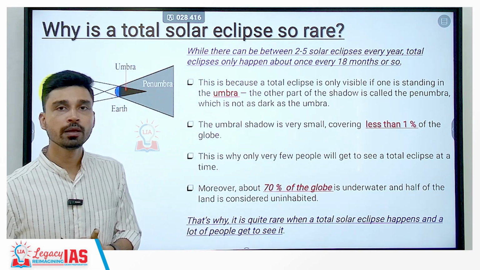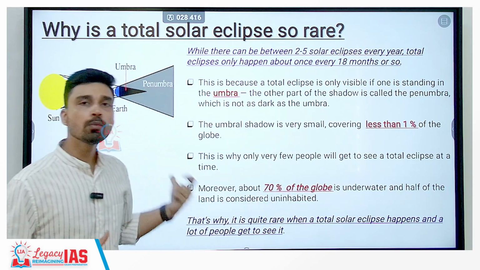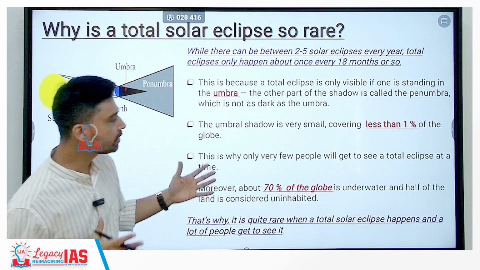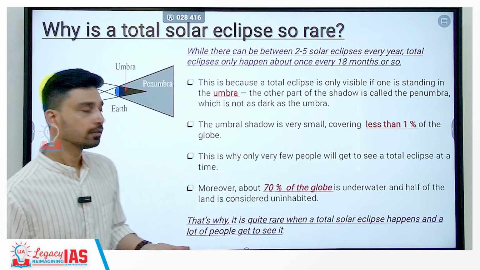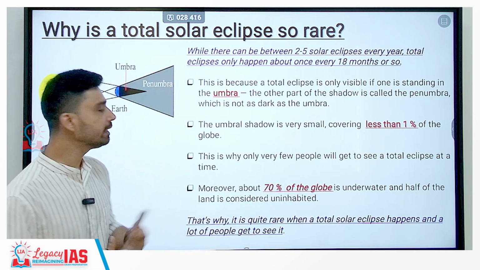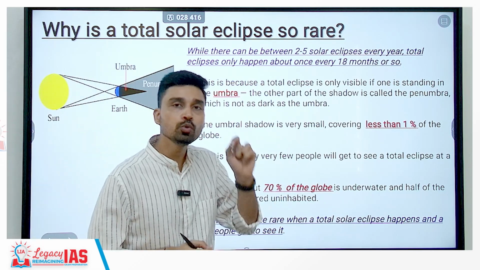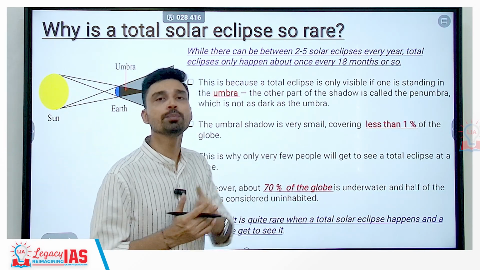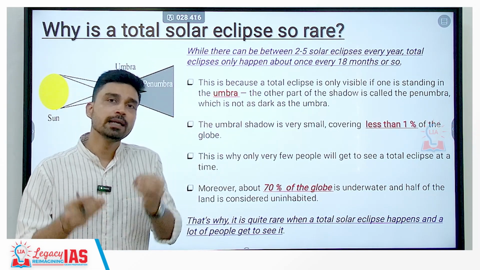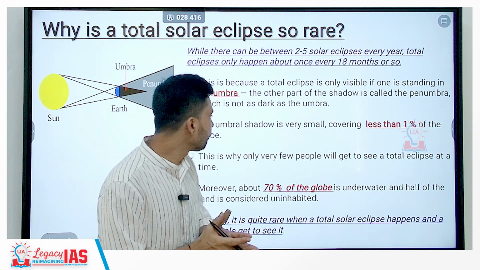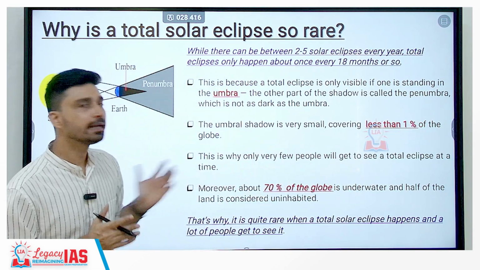Compared with the area of the earth's surface, it covers less than 1% of the globe. Not only that, 70% of the earth is water, that is ocean, and of the remaining land, almost half is still uninhabited. That means even if the moon's shadow falls on less than 1% of the earth's area, the probability is very low that someone is residing in those areas. It is due to this reason that only very few people get to see a total eclipse at a time.